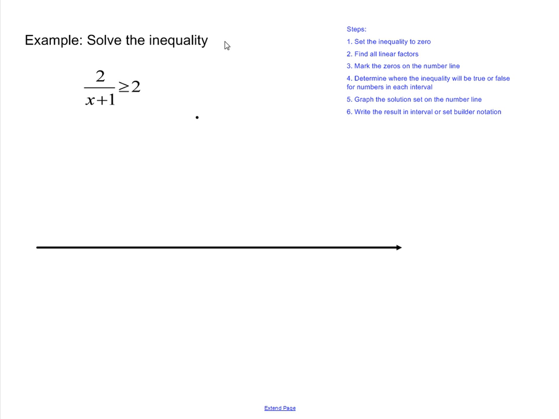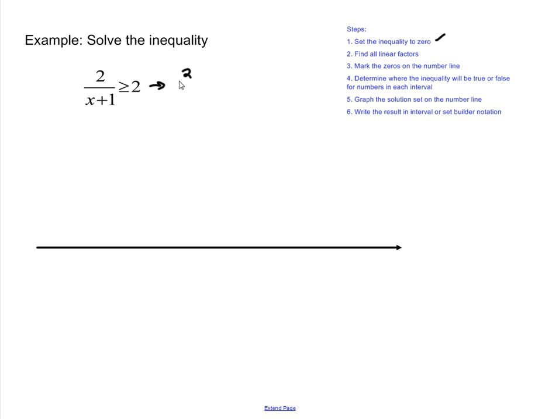Okay, one last example here. This time let's solve a rotten looking rational inequality. We've got 2 over x plus 1 is greater than or equal to 2. The very first step is that whenever you've got a rational inequality or a quadratic inequality, you set it to 0. So that means that we're going to have to rewrite this a little bit.